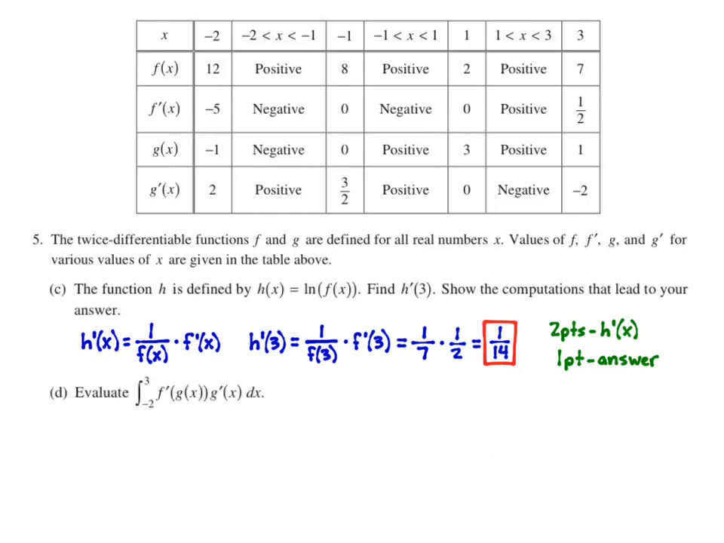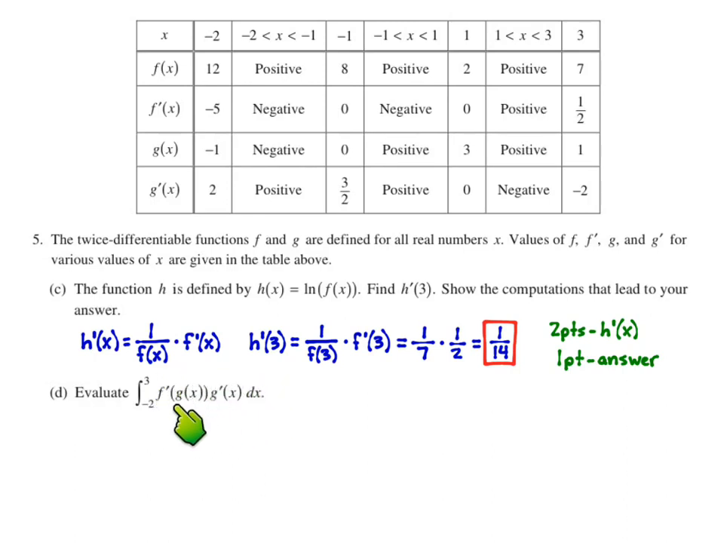For part D, it says evaluate the integral from -2 to 3 of f prime of g of x times g prime of x dx. Now this, at first glance, looks a little bit ugly, but if you just look at it, you can see that you have the derivative of the inside hanging out here. And so this is really the result of taking the derivative of a composition of functions.